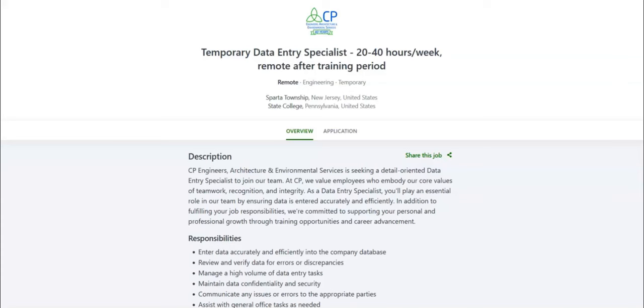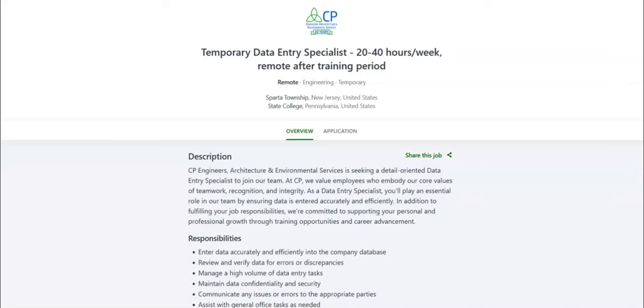You will maintain data confidentiality and security. You will communicate any issues or errors to the appropriate parties. You will assist with general office tasks as needed. And you will meet deadlines and work efficiently with accuracy. Regarding the requirements for this job, you must have a high school diploma or GED certificate.